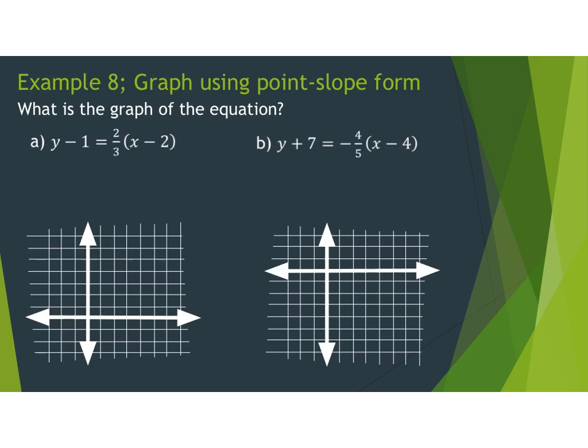In these examples here, all we're doing is graphing it. So right now we're in point-slope form. If I just pull out the point, my point would be 2, 1, and my slope would be 2/3. So if I just graph my point of 2, 1, and then from that point I go up 2 over 3.